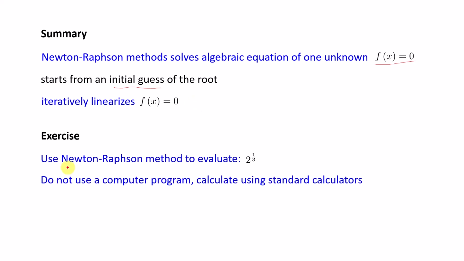As an exercise, you use Newton-Raphson method to evaluate 3 to the power 1/3, that is the cube root of 3, and you use manual calculations, use a standard handheld calculator, and do not write a computer program. There is no need to write a computer program yet. You follow the same procedure as I have shown here. So you start with x cubed minus 3 equals 0 as f(x), and then you use the Newton-Raphson algorithm to calculate iteratively the value of 3 to the power 1/3.